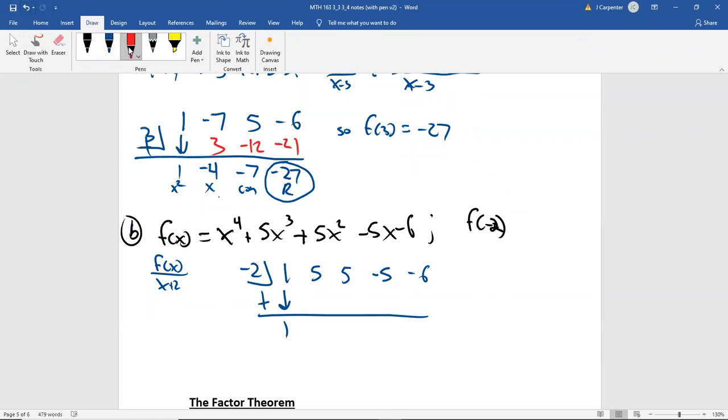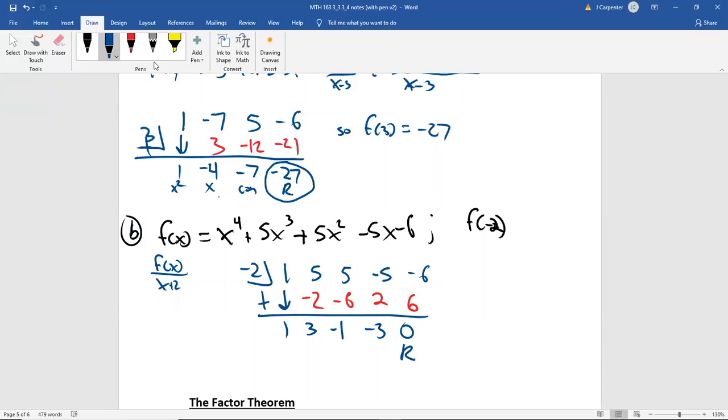Multiply. 1 times -2 is -2. Add. 5 minus 2 is 3. Multiply. 3 times -2 is -6. Add. 5 minus 6 is -1. Multiply. -1 and -2 is +2. Add. -5 plus 2 is -3. Multiply. -3 times -2 is +6. Add. -6 plus 6 is 0.